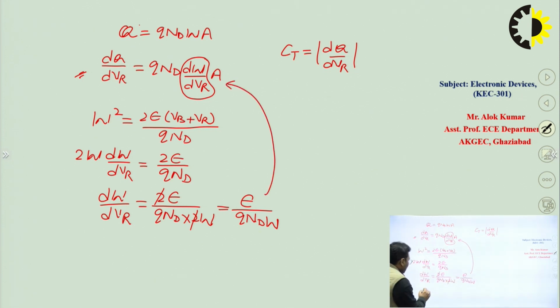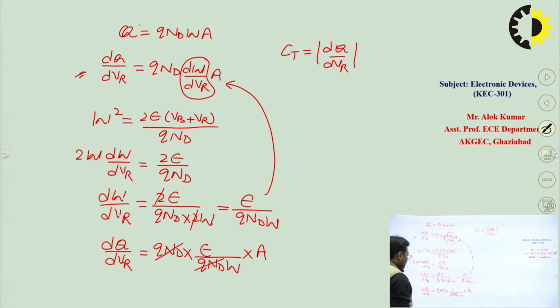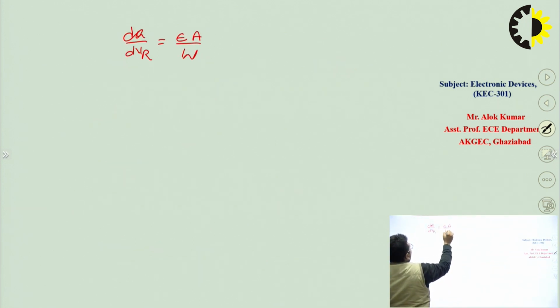So from here I will get dQ by dVR equal to Q ND into this value, epsilon upon Q ND into W into A. The Q ND will be cancelled out and the final value will be dQ by dVR equal to epsilon A upon W. And what is this? This is nothing but the value of the capacitance CT. CT will be epsilon A upon W.